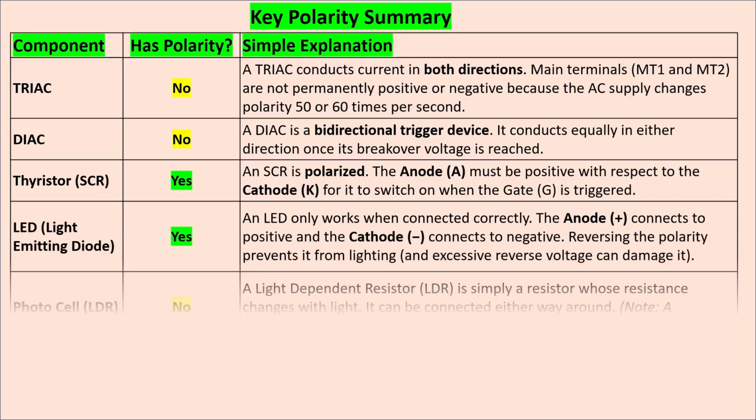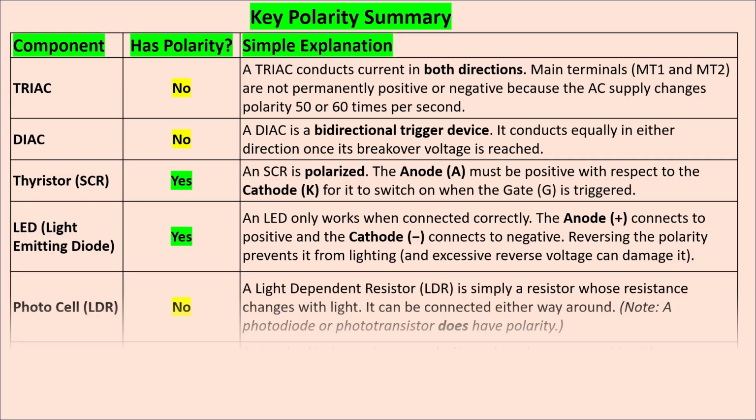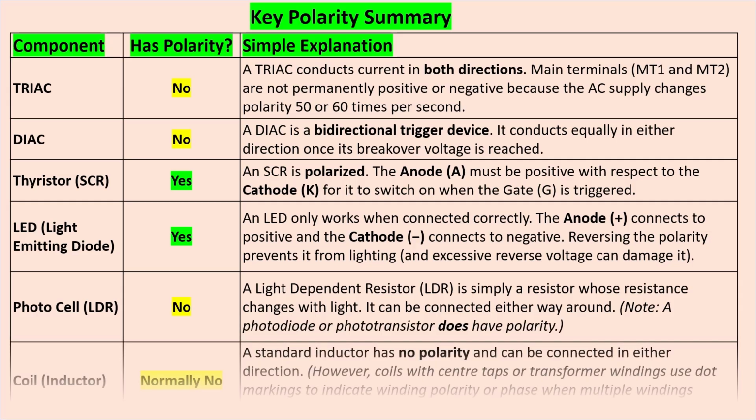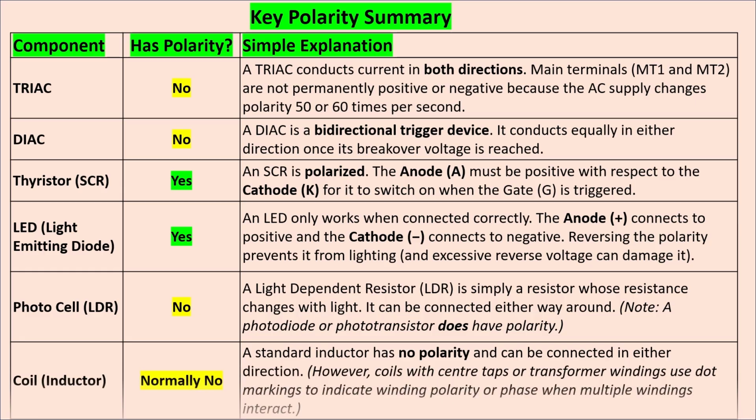A thyristor, it has polarity. An SCR is polarized. The anode A must be positive with respect to the cathode K for it to switch on when the gate G is triggered. LED, light emitting diode. It has polarity. An LED only works when connected correctly. The anode A, positive, connects to positive and the cathode, negative, connects to negative. Reversing the polarity prevents it from lighting, and excessive reverse voltage can damage it.